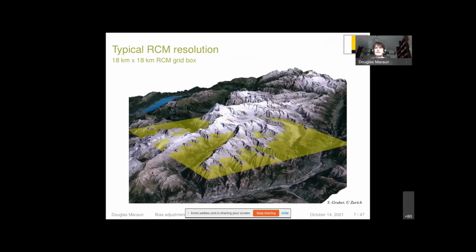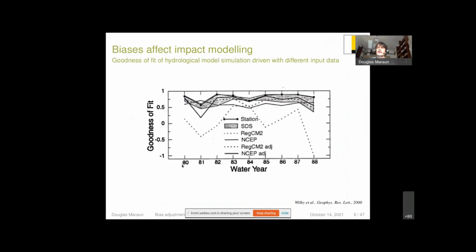But even if you downscale with an RCM, you still have resolution issues. So this yellow area here, that's a typical RCM grid box. They might be a bit finer by now. And you see the topography here, so that's somewhere in the Alps. And the topography is, of course, much more complex than an RCM grid box. So you don't see the mountain peaks here, you don't see the valleys. And these two issues, they have got consequences for impact modeling.